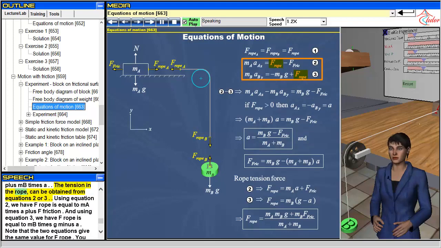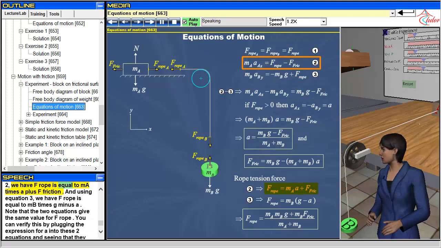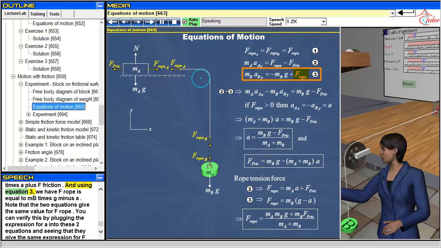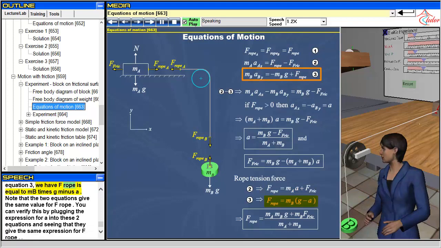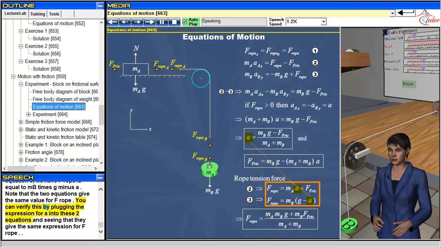The tension in the rope can be obtained from equations 2 or 3. Using equation 2, we have F rope is equal to Ma times A, plus F friction. And using equation 3, we have F rope is equal to mb, times g minus A. Note that the two equations give the same value for F rope. You can verify this by plugging the expression for A into these two equations, and seeing that they give the same expression for F rope.